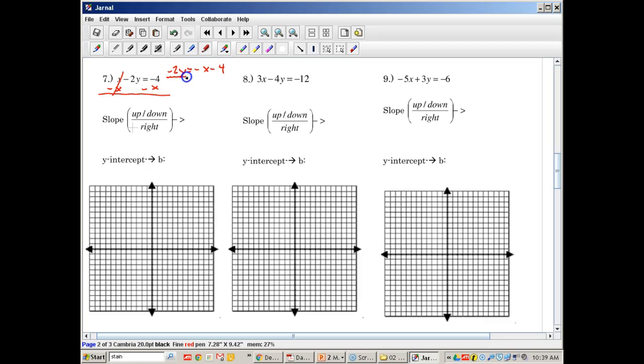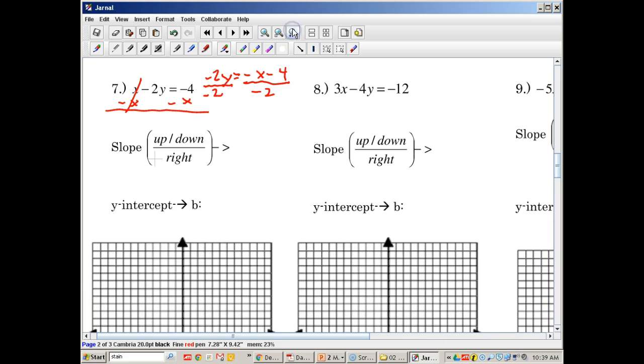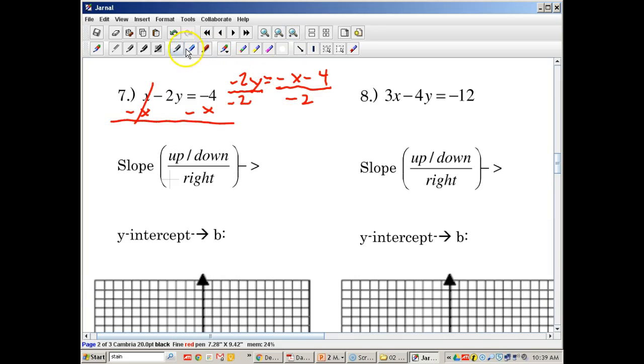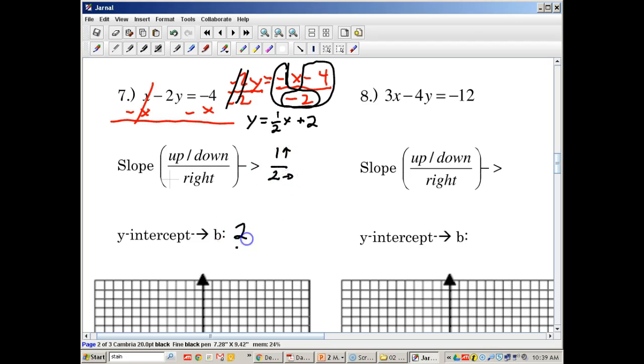And then doing the dividing. Divide by -2 on both sides. So we get +1, y. We'll have -1 over -2, x. And we'll have -4 over -2 for our starting point, which is +2. So I'm going to go up 1, right 2, and then starting at 2, go up 1, right 2.